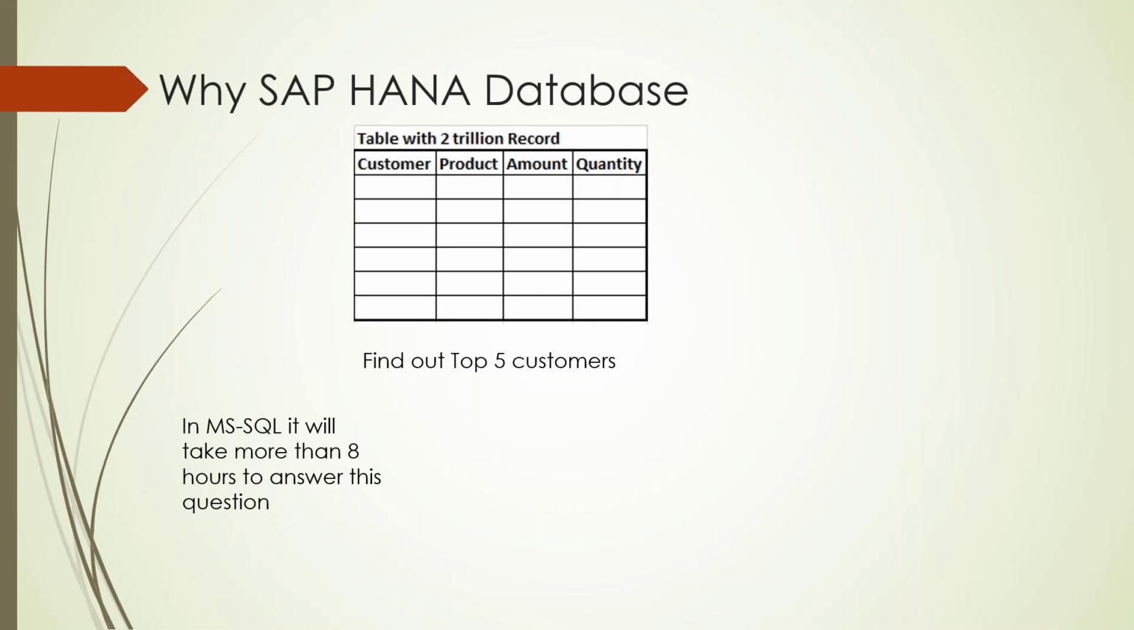But if you consider the same table, same 2 trillion records, in the HANA database, and you execute the query to find the top 5 customers, the HANA database will answer this question in less than 6 seconds. So what is the reason behind HANA taking much less time compared to Microsoft SQL? We'll see that.